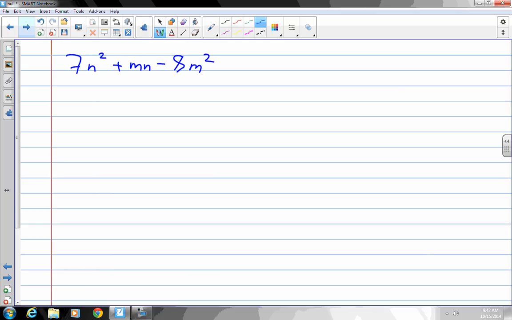So 7n squared plus mn minus 8m squared divided by m squared minus 2mn plus n squared, minus 8m over n minus m.